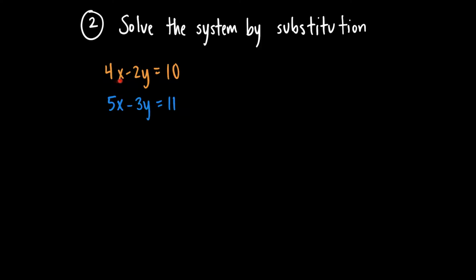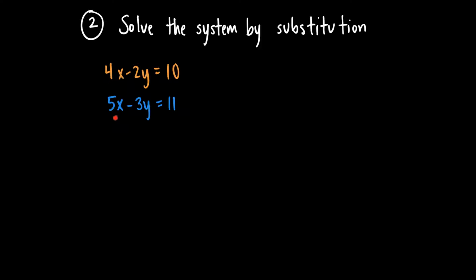Would it be easy to get the 4x, to get the x by itself here? Well, we'd have to add 2y, and then we would have to divide by 4. I'm a little hesitant to do that because I noticed that I have a 2y, and if I divide by 4, I'm going to get a fraction. Sometimes fractions are inevitable, but I like to avoid them if possible. What about this y? If we got the y by itself, could we do that without getting awful fractions? We'd have to subtract the 4x, and then we'd have negative 2y is equal to 10 minus 4x, and then we could divide by negative 2. That could work. It's not the prettiest, but that could work.